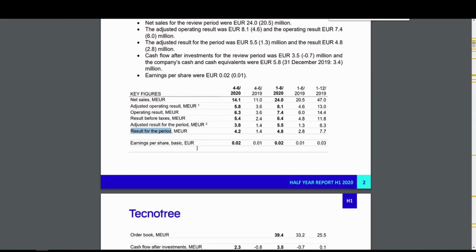Yeah. But I think that's it for the result for the period. Always check this number just to know where the company is at now, and possibly also where it was a year ago, which they usually provide right next to it.